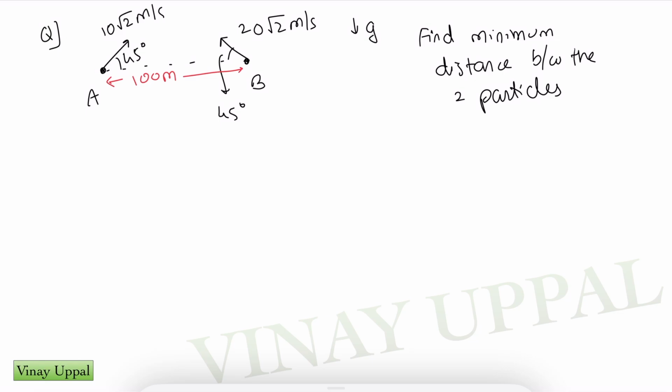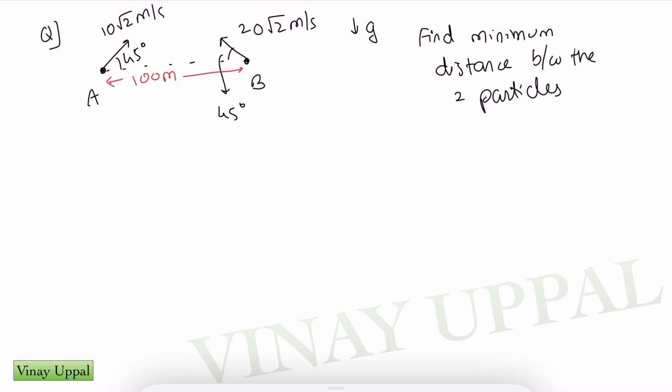So there's no ground here. It's not as if A and B are launched from the ground. A can go below the horizontal level, B can also go below the horizontal level. So the question is asking us to find the minimum distance between them during their motion. So pause the video and try it out. Go in the frame of one of the particles. That's the best way to do this. And then you can take a look at my solution.